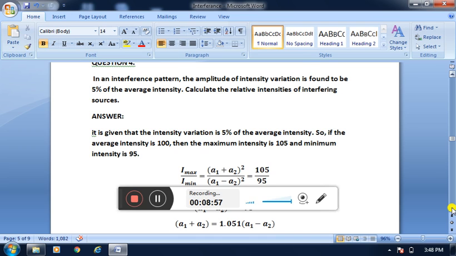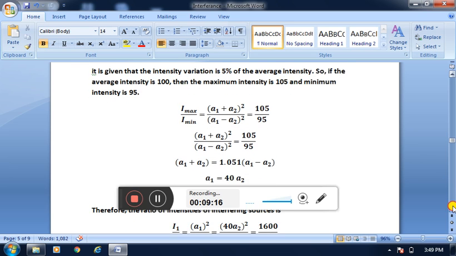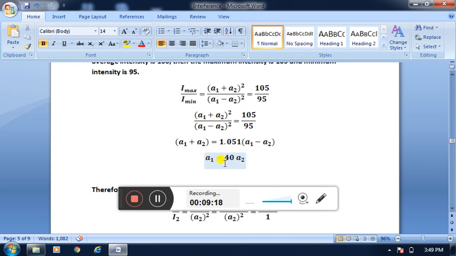Then we get I max upon I min equal to (A1 plus A2) whole squared upon (A1 minus A2) whole squared. Maximum 105, minimum 95. (A1 plus A2) whole squared upon (A1 minus A2) whole squared is equal to 105 upon 95. We calculate the ratio between A1 and A2. We get A1 is equal to 40 A2.